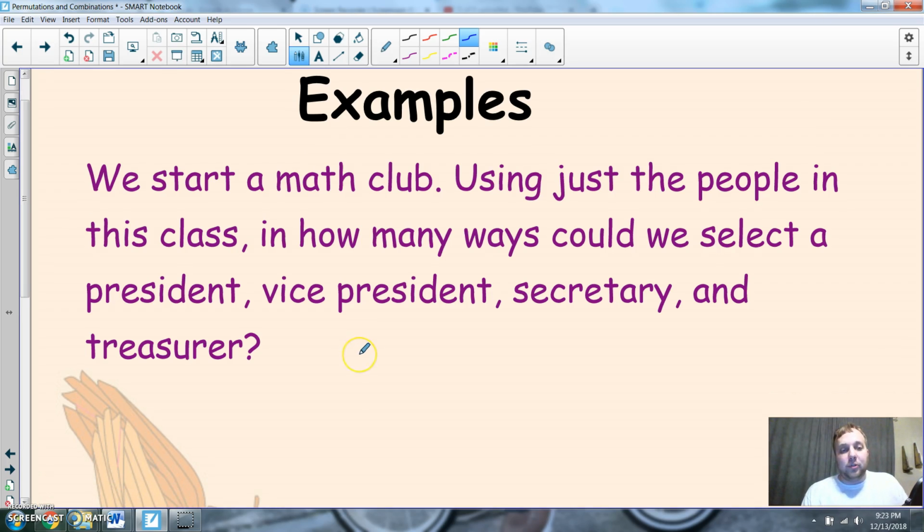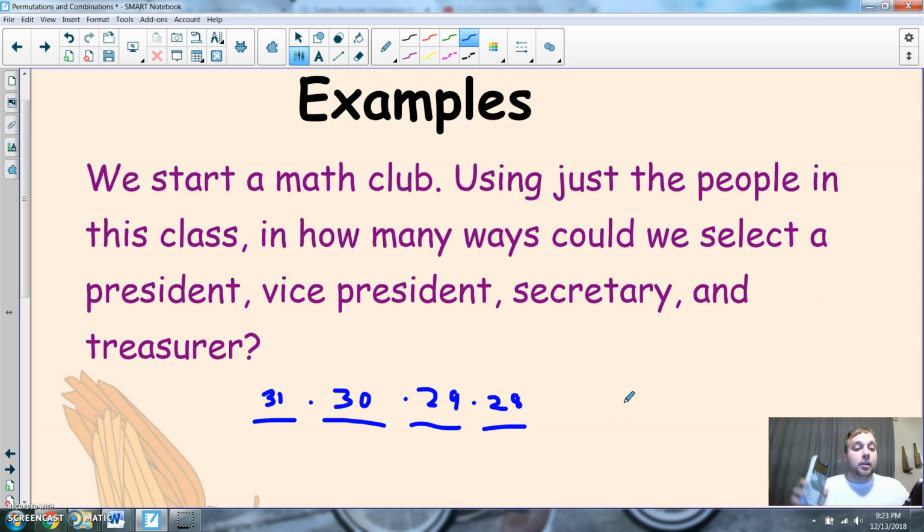We start a math club using just the people in this class. And how many ways could we select a president, vice president, secretary, and treasurer? Okay, I'm going to set this up, and then you guys can see. So how many ways can we select a president? That's the highest position. There's 31 people in our class, so we could have 31 different people be president. Once we've selected our president, then we only have 30 people to select our vice president. Once he's been selected, we only have 29 people to be secretary, and then 28 to be treasurer.